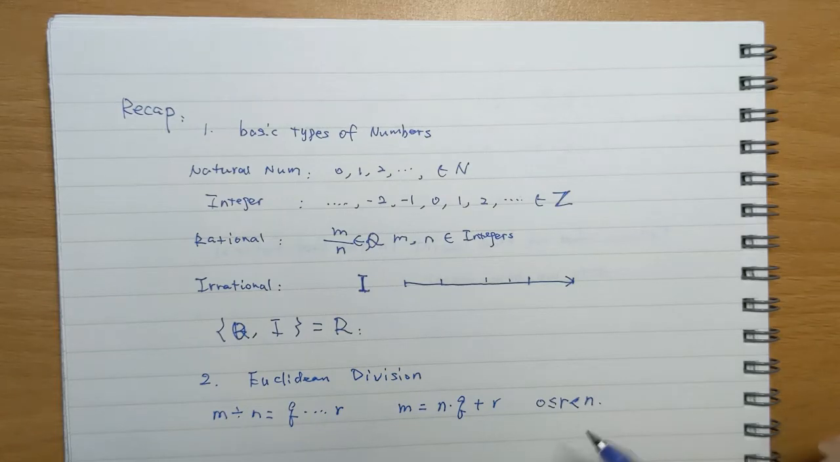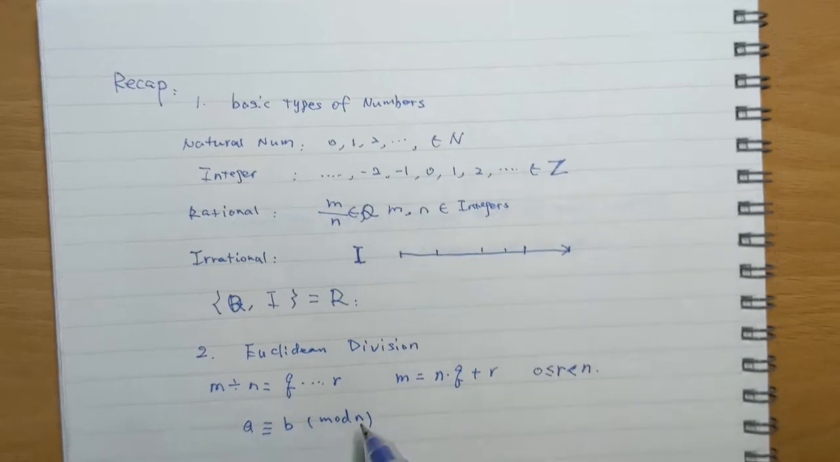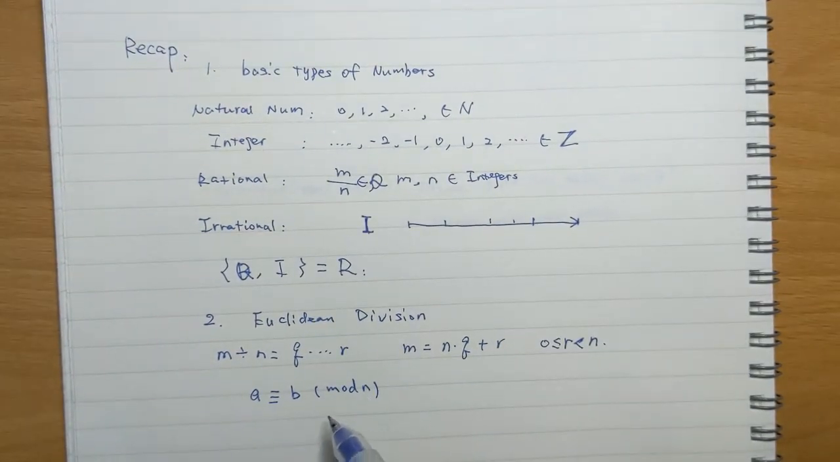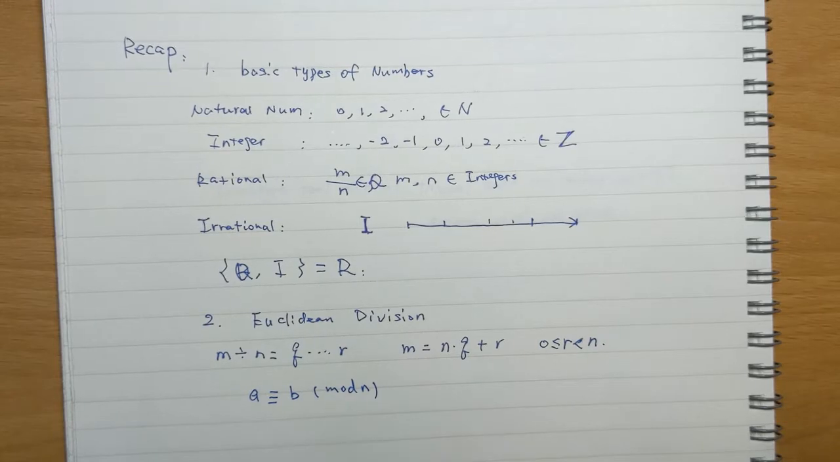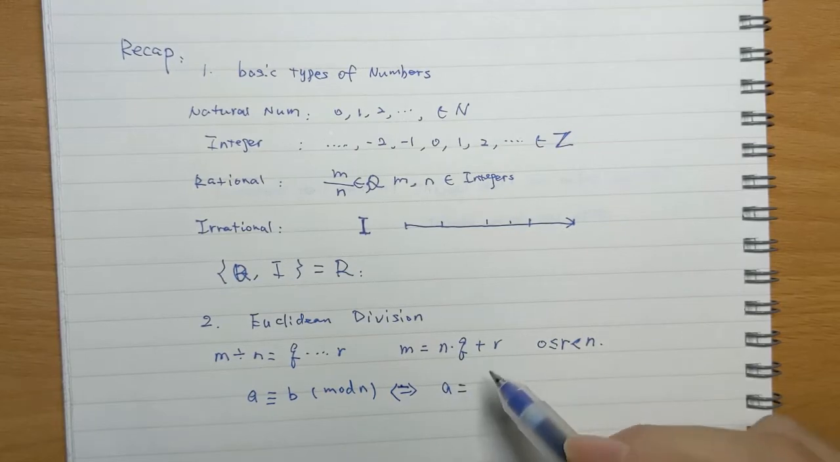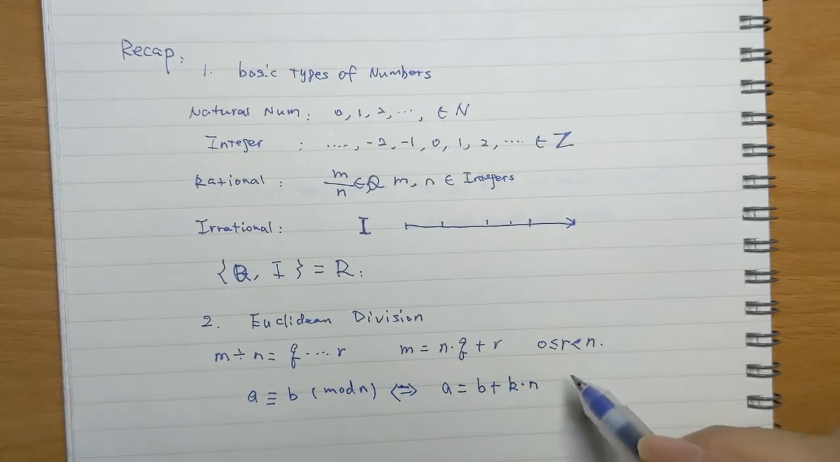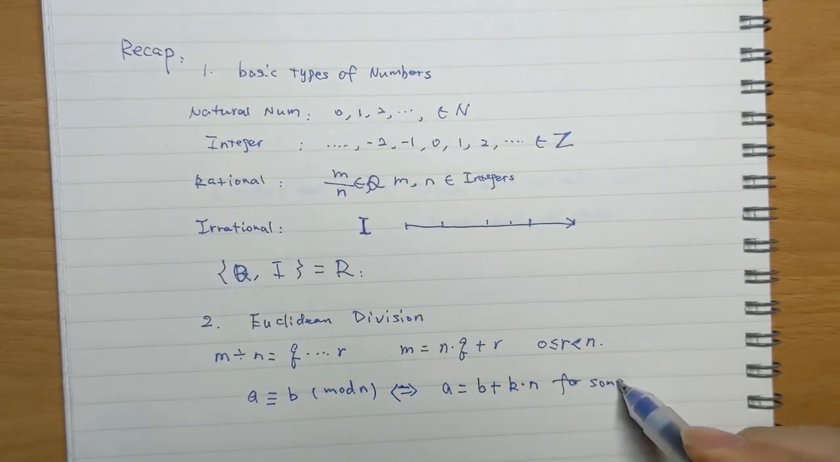Okay, with this definition of Euclidean division, we can further define what we call the modular congruence. That is, under the operation of mod n, a and b are equal. That is the same way of saying a can be written as b plus k times n for some integer k.